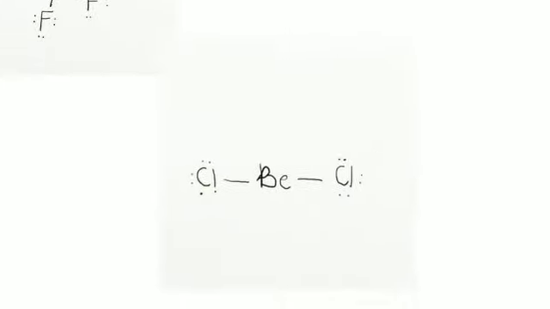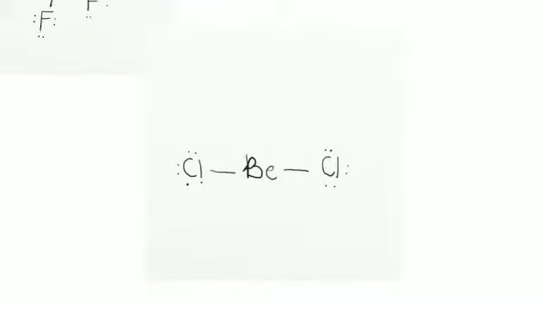ClF3. It's also accepting extra electrons. What about this one? This is BeCl2. This one is deficient. This is beryllium. It's a special case. It's deficient. It only has 4 electrons in its shell.